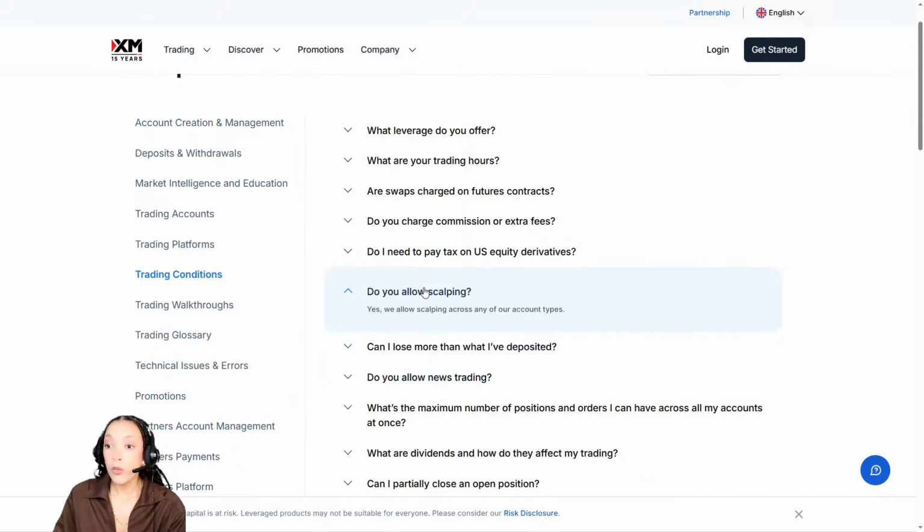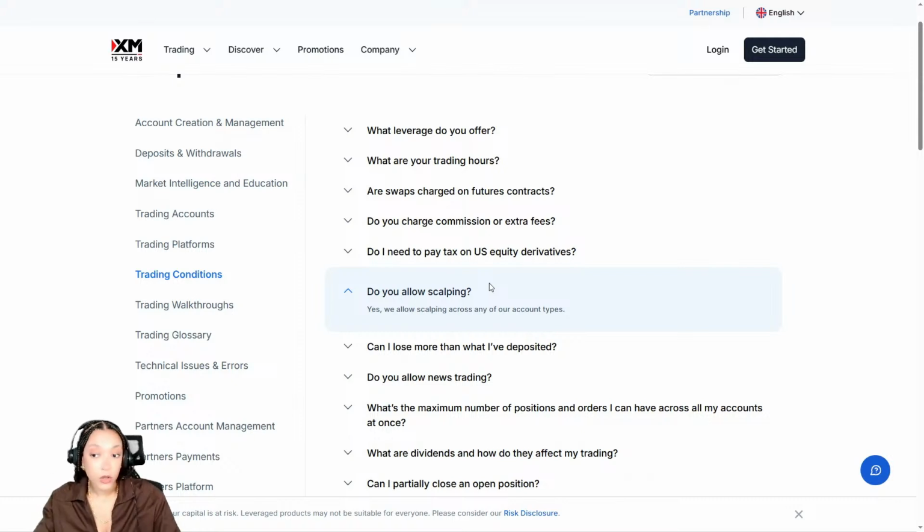There's a question here about scalping. Do we allow scalping? Of course we do. In that case, we've got scalp trading experts who can teach you how to trade at both a beginner level and an advanced level.